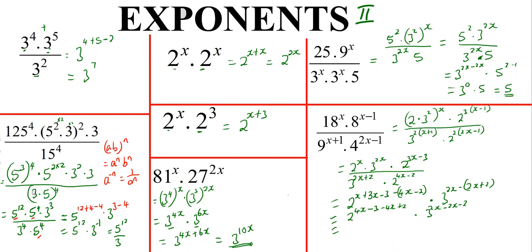So what we are having now is that what's going to cancel here is 4x minus 4x cancel, then 2x minus 2x cancel as well. Then what are we left with? We're going to be left with 2 to the power of minus 3 plus 2, which is 2 to the power of minus 1, okay, times 3 now to the power of minus 2.